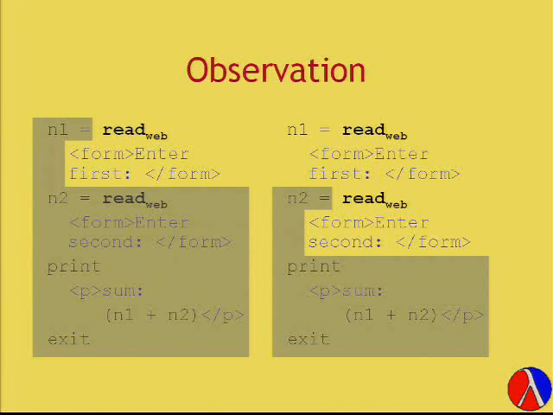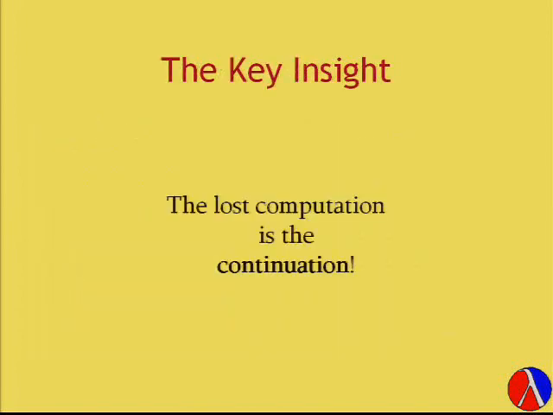Now the beautiful thing is, we have a name for this thing. We have a name that precisely captures the grayed out piece of code that is being lost every time we run the program. This is that horrible, evil thing called the continuation.